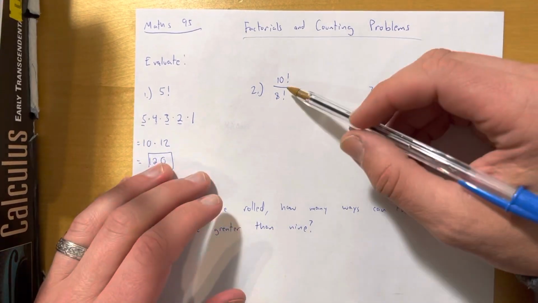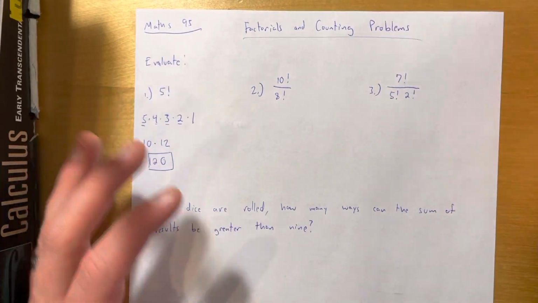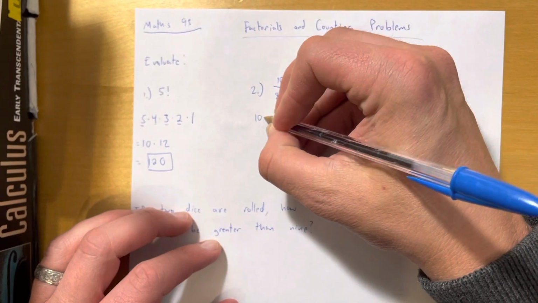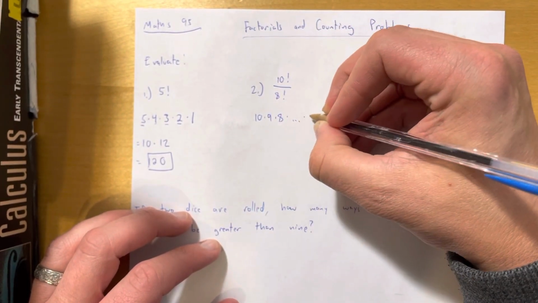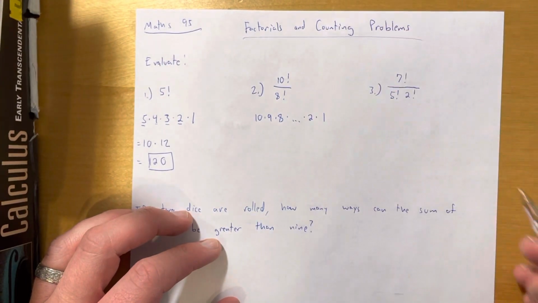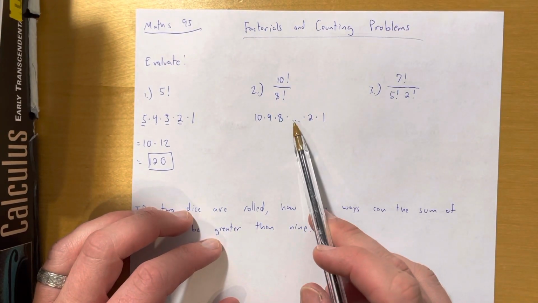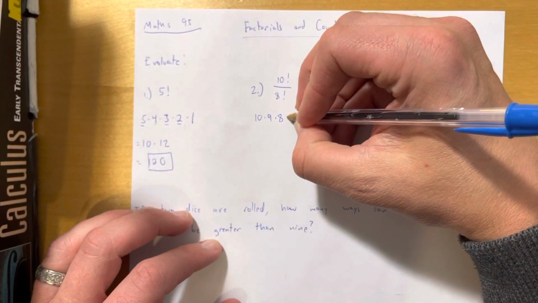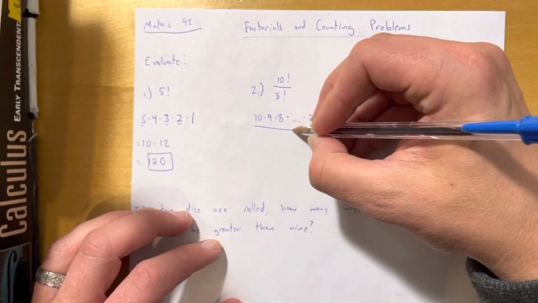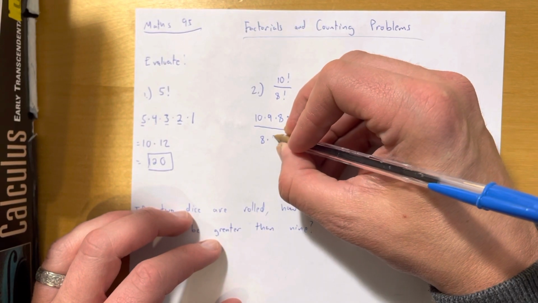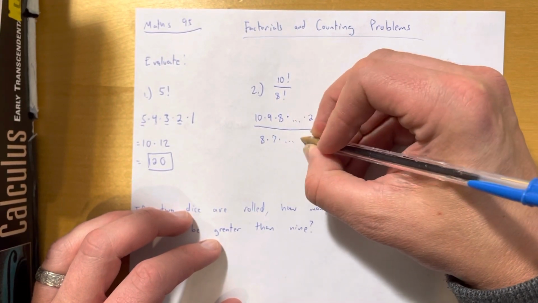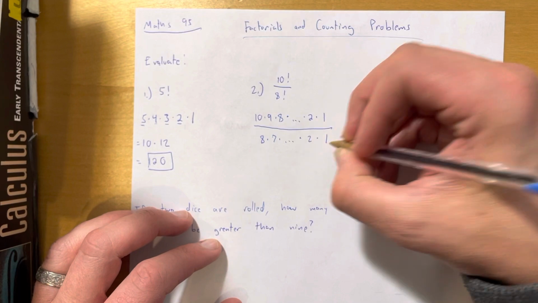Now, 10 factorial is an enormous number. 10 times 9 times 8 times, and remember, this just kind of goes all the way down to 1. I don't feel like writing all of those numbers, so I'm using an ellipsis right here. You know what that means. And then I'm going to put that over 8 factorial, which is another really large number. 8 times 7 times, and then this is going to go all the way down to 2 times 1.